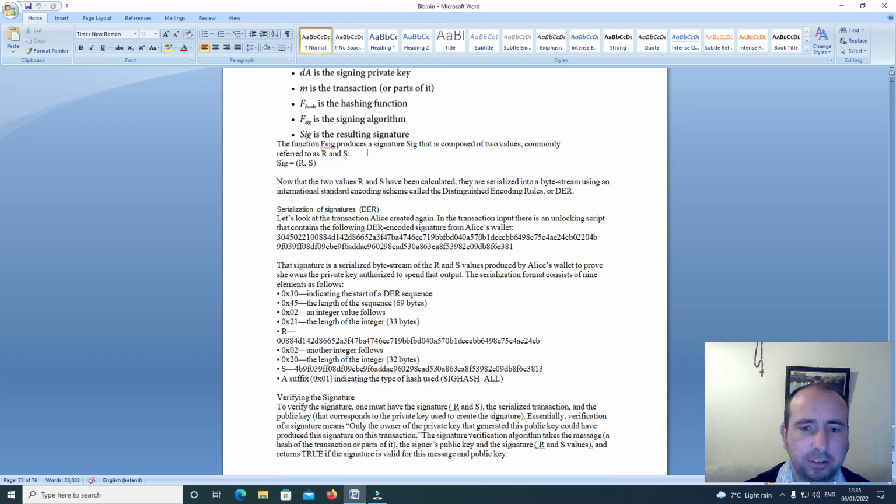The function F_sig produces a signature that is composed of two values, commonly referred to as R and S. Now that the two values R and S have been calculated, they are serialized into a byte stream using an international standard encoding scheme called the Distinguished Encoding Rules, or DER.